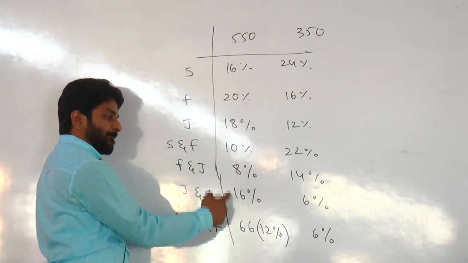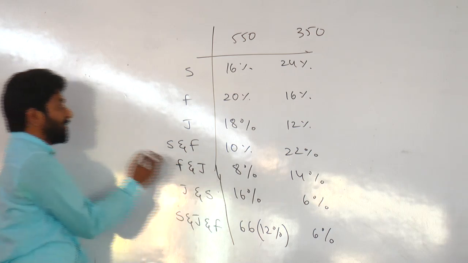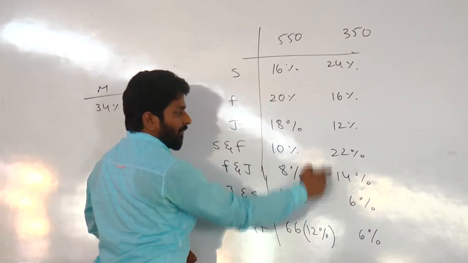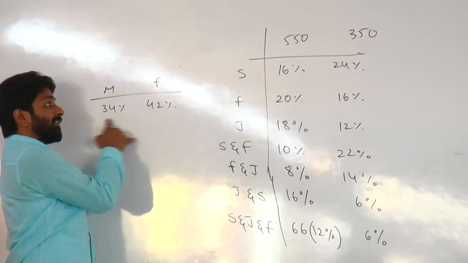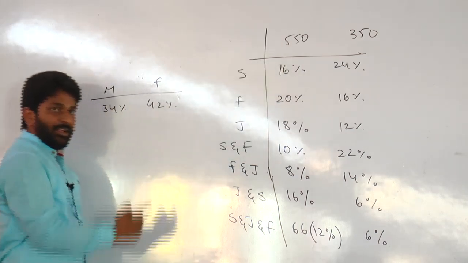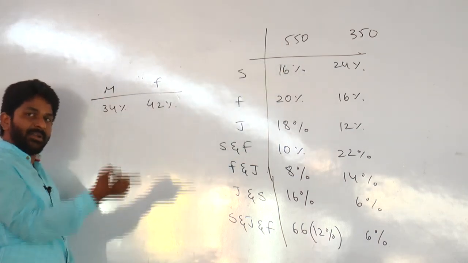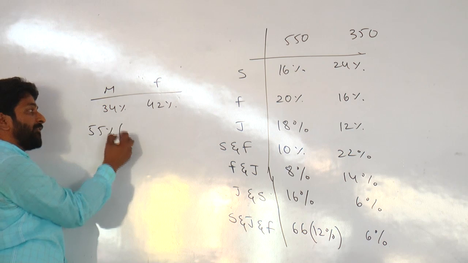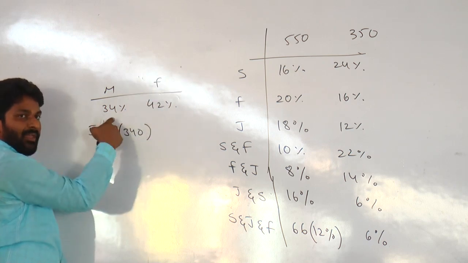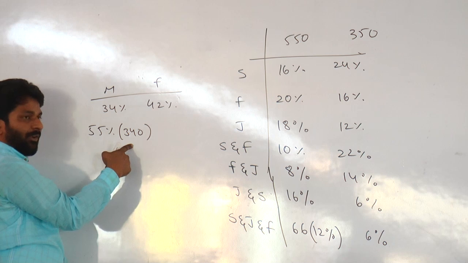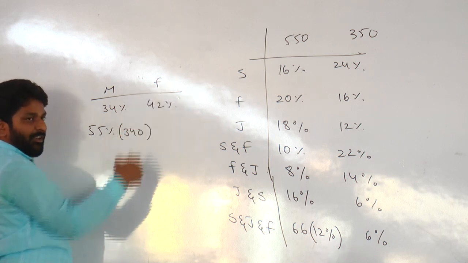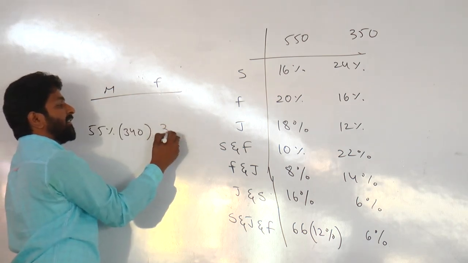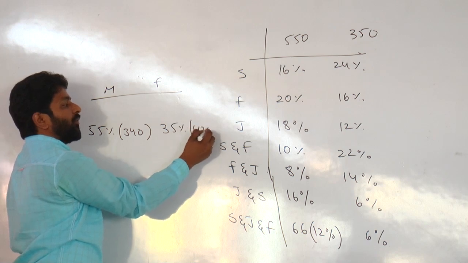So for male it is 34%. So male are 34% and female are 42%. And you need to calculate 34% of what? 550. 34% of 550 or 550% of 34, one and the same. So instead of 550% of 34, I will treat it as 55% of 340. I will take 0 from there and write it here. 55% of 340. And I need to calculate 42% of 350. Instead, 350% of 42. We will write it as 35% of 420.